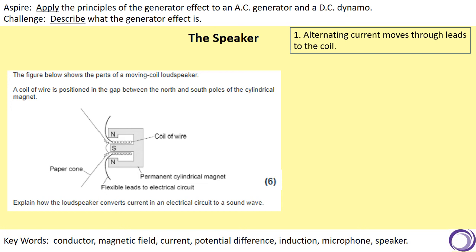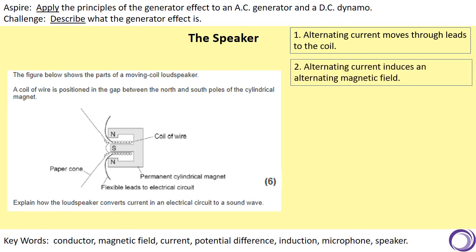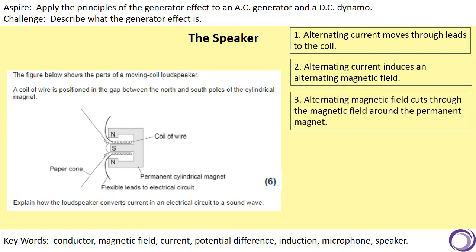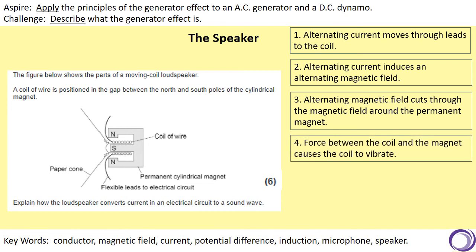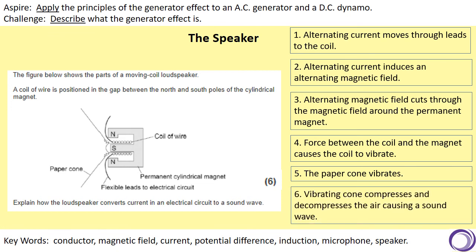So number 1, alternating current moves through the leads. So I've started on the flexible leads there. Alternating current moves through the leads to the coil. Alternating current induces an alternating magnetic field. Alternating magnetic field cuts through the magnetic field around the permanent magnet. So then we get a force between the coil and the magnet, and that causes the coil to vibrate. The paper cone vibrates because it's attached to the coil. And the vibrating cone compresses and decompresses the air, causing a sound wave.